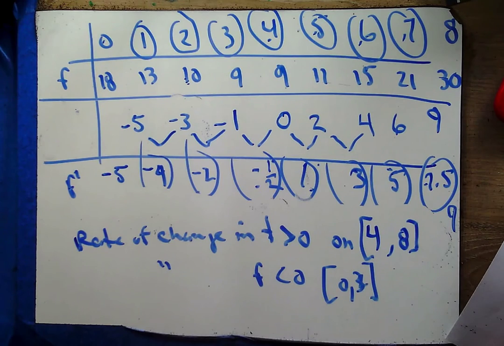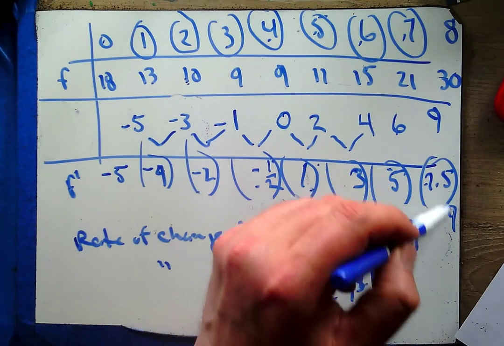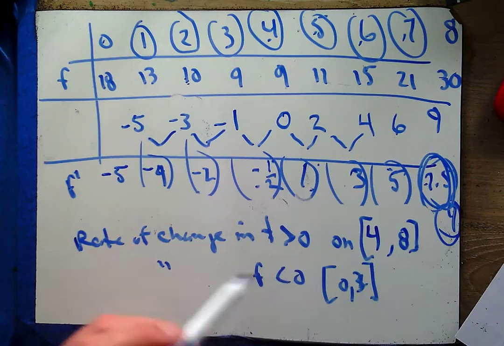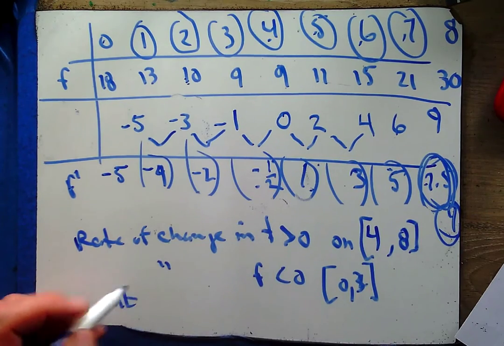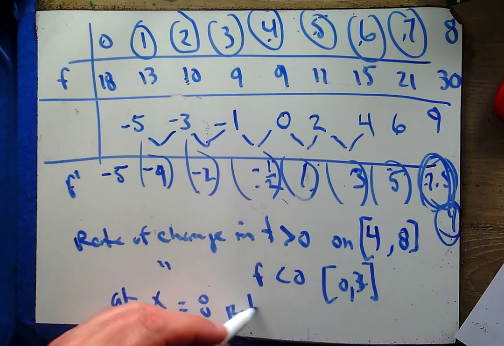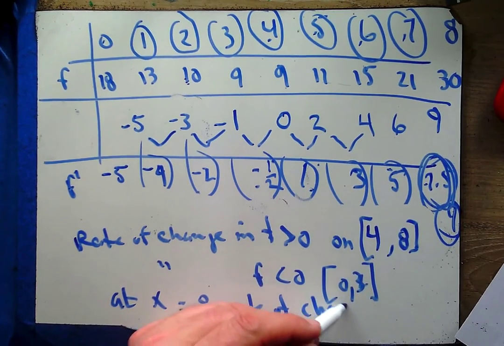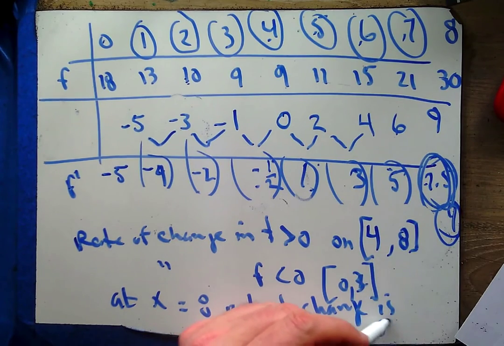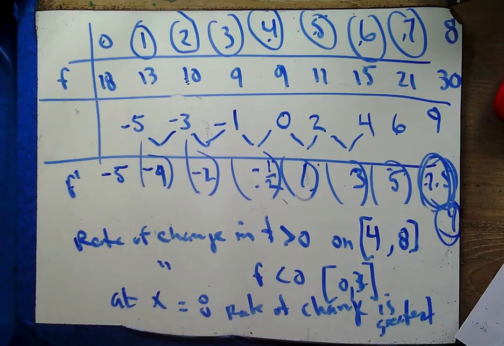Okay. Where does the rate of change seem to be the greatest? Well, that was my biggest rate of change for that one. And so I'd say at x equals 8, rate of change is the greatest. That's 11.